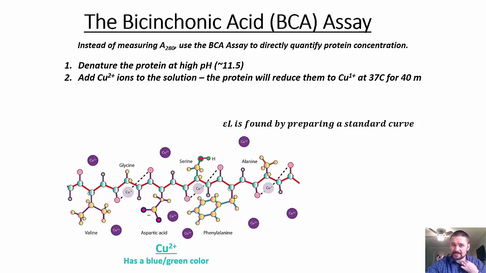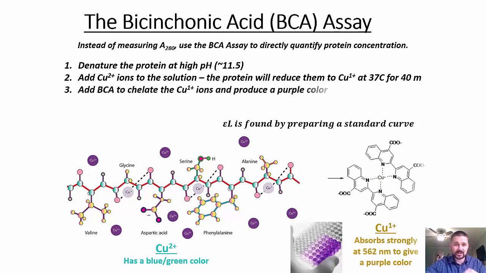But then, we're not done yet. There's another component to this reaction. There's BCA, so the bicinchoninic acid. And what that will do is it will chelate those copper +1 ions and then form this complex that absorbs strongly at 562. So that's that purple color that you saw. It was the reduced copper ions in complex with the BCA. That's what gives you the purple color. That's what you measured in the lab.